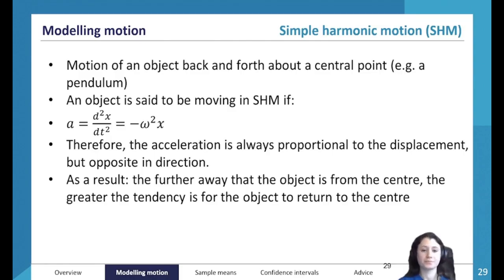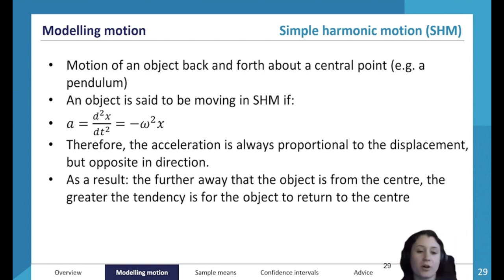So, simple harmonic motion is the motion of an object back and forth about a central point, such as a pendulum. Alright? So, an object is said to be moving in simple harmonic motion if the acceleration is equal to negative omega squared x. Alright? So therefore, the acceleration is always proportional to the displacement, but opposite in direction.